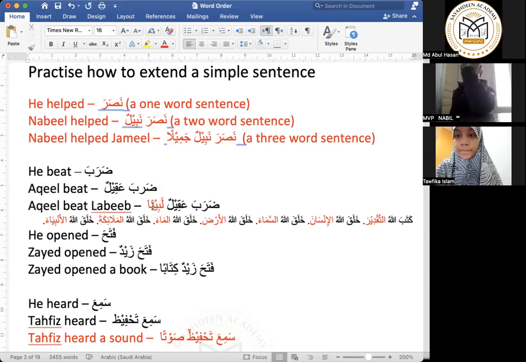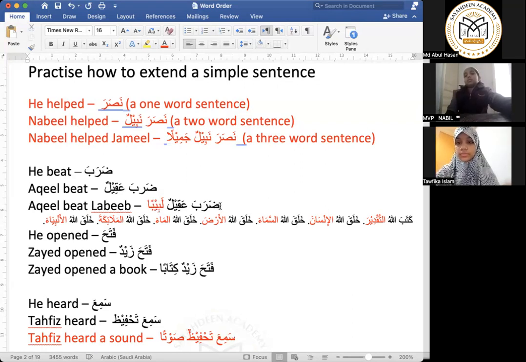So we give fatha to a singular maf'ul. Can you repeat? We give fatha to a singular maf'ul. Again. We give فتحة to a singular مفعول. Labib is one person, so it's singular, and that's why we gave it fatha, because it is a maf'ul.